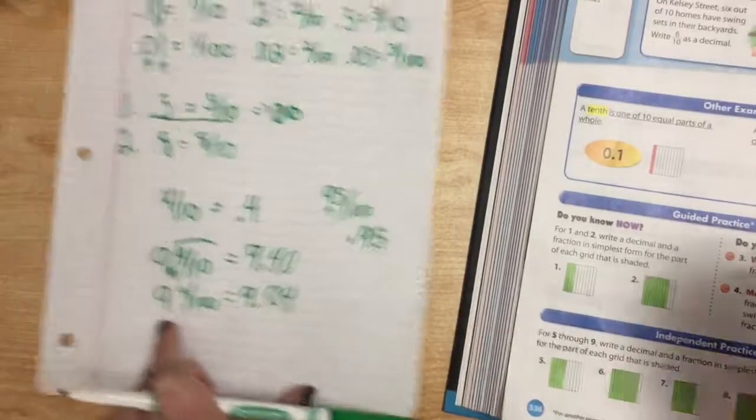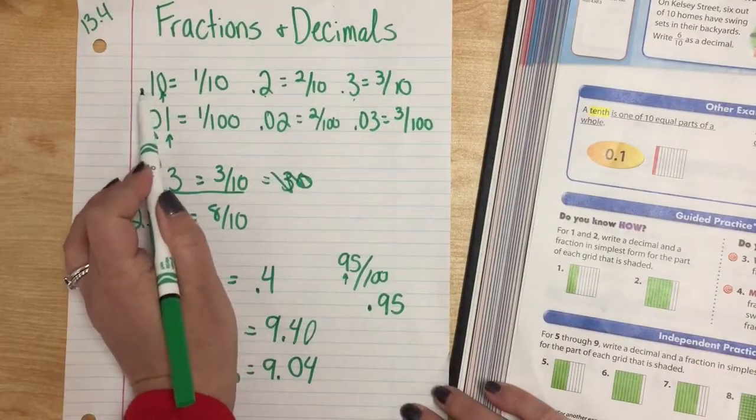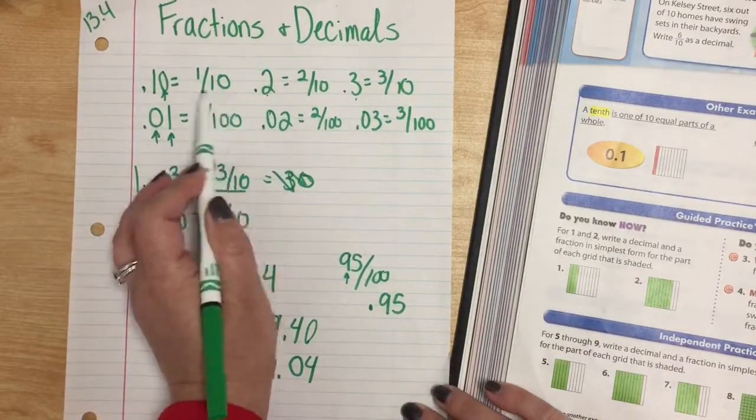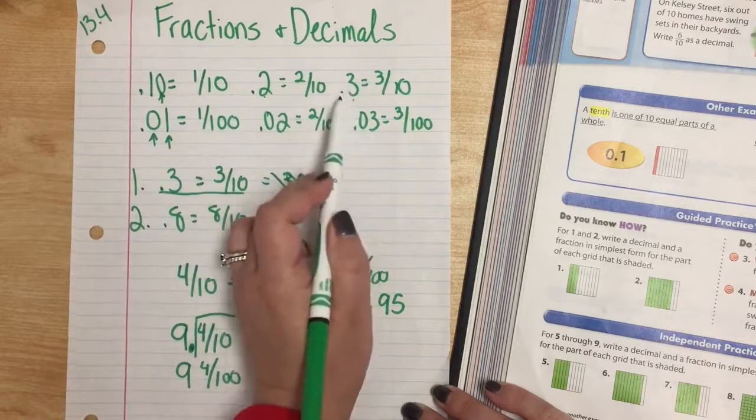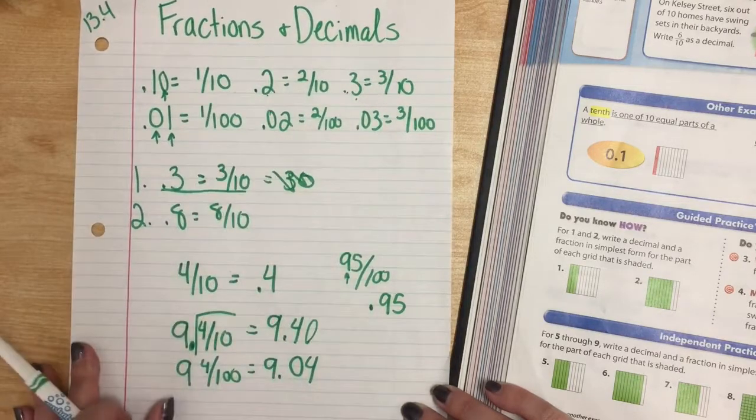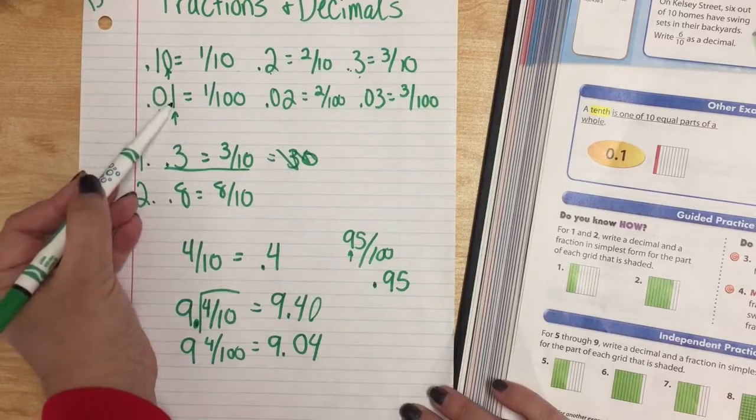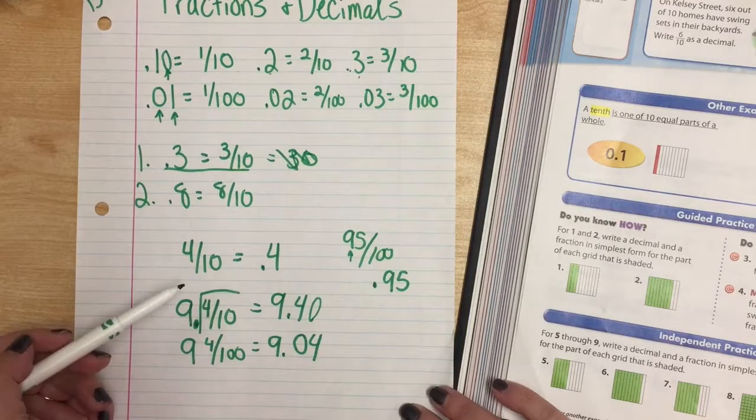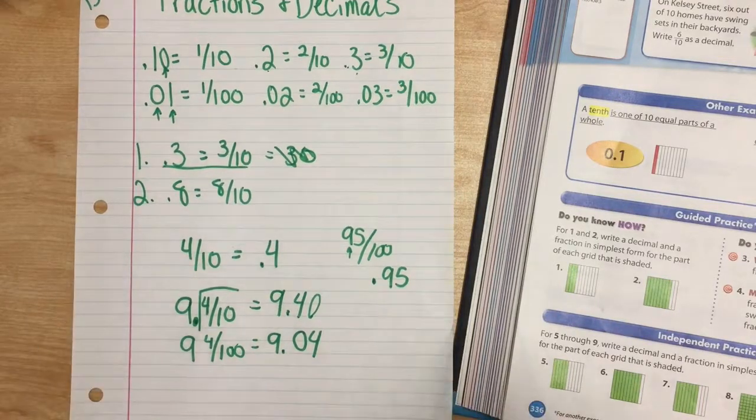But remember, 0.1 over a 10, anything over a 10, is just that one number. If it's got a 0 in front of it, it's over 100. Okay? You got this, guys. Good job.